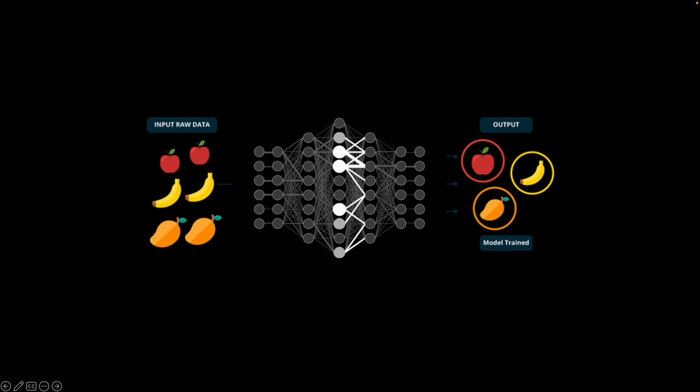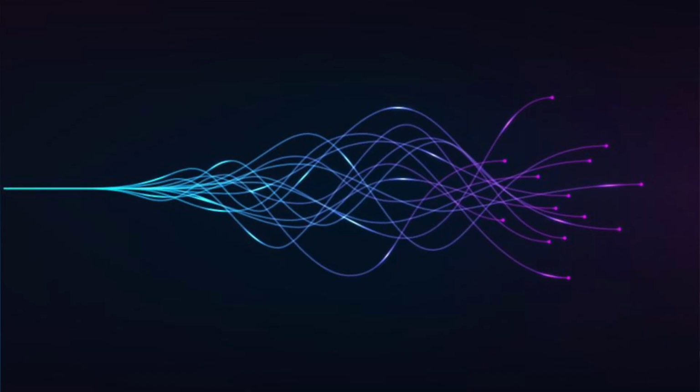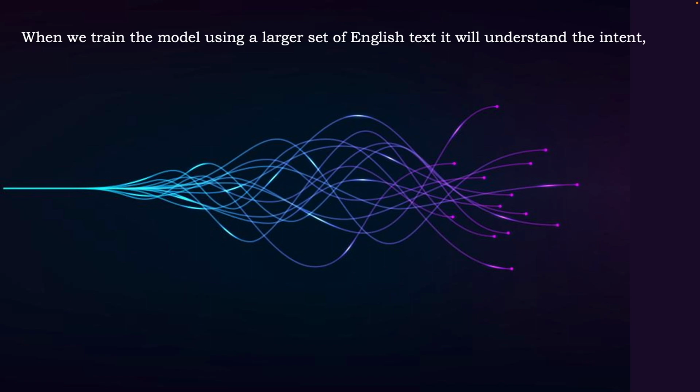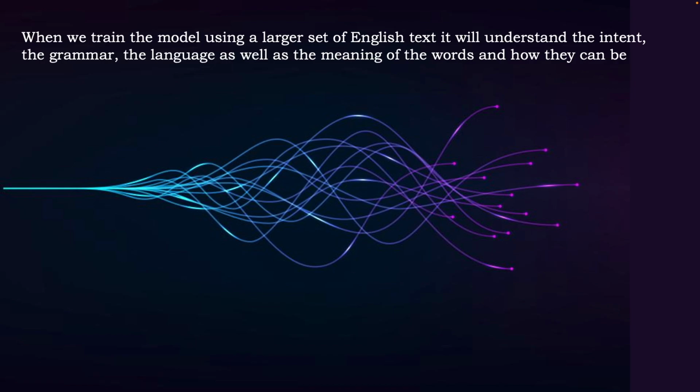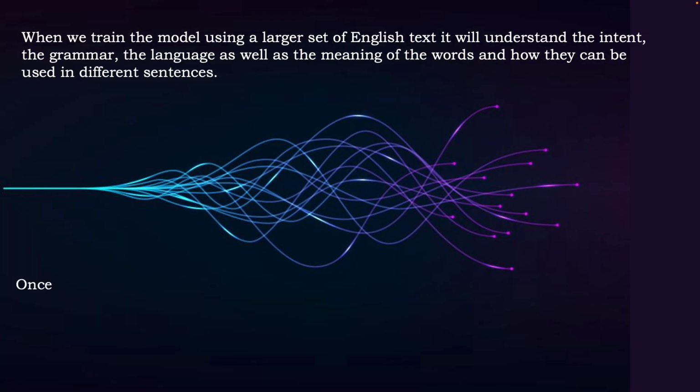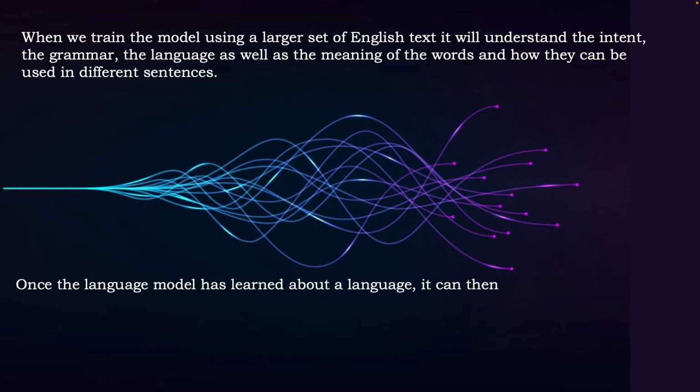Now, using that analogy, let's try to understand the ChatGPT model. For this model, when we train using a larger set of English text, it will understand the intent, the grammar, the language, as well as the meaning of the words and how those words can be used in different sentences or how those sentences can be used in different contexts. Once the language model has learned about a language, it can then be used to generate content in that language.